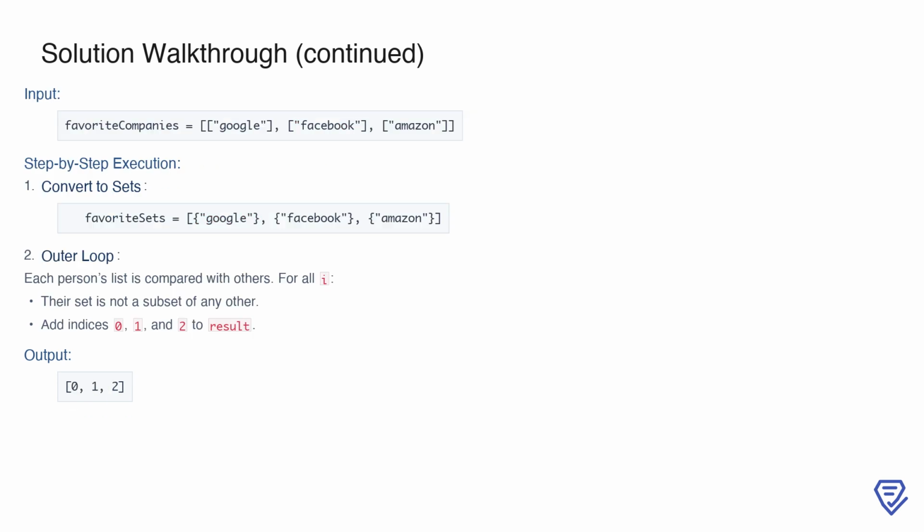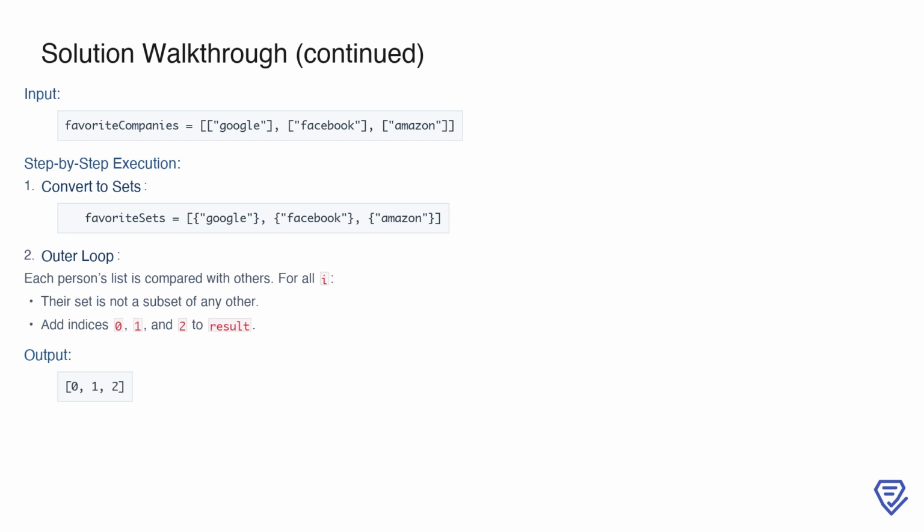In example 2, we have 3 lists of favorite companies where each list contains only one unique company. After converting the lists to sets, favoriteSets becomes {Google}, {Facebook}, and {Amazon}. This time, each person's set is compared with all others, but since every set contains a unique company, no set is a subset of another. As a result, all indices, 0, 1, and 2, are added to the result. The output here is [0, 1, 2], indicating that none of the 3 lists is a subset of another.